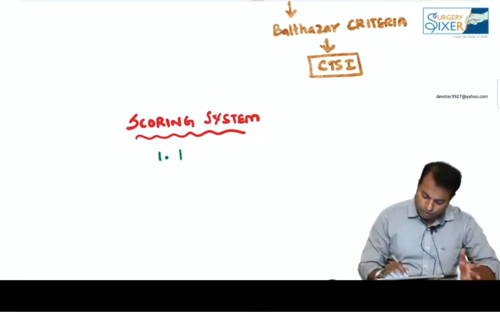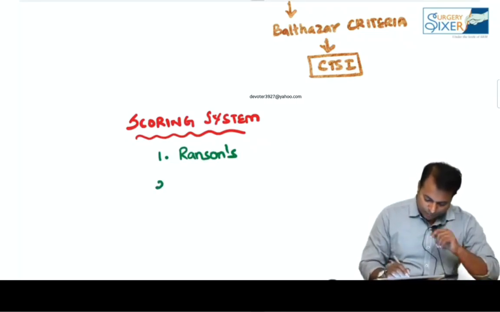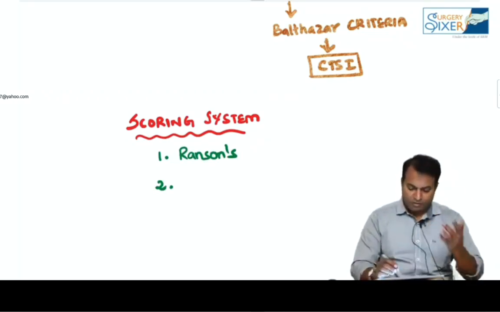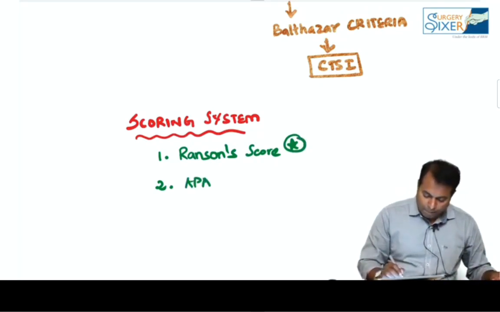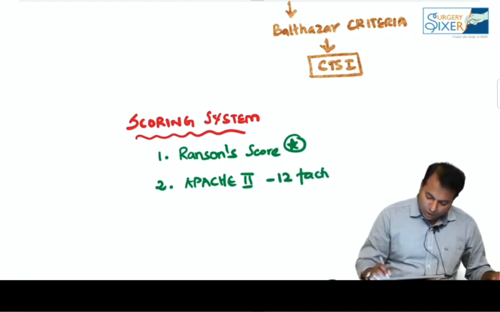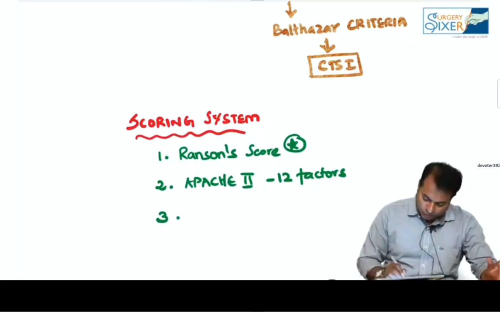You must know the names. You should not forget the names. And the names are Ranson score, which is a very old score from our days of PG preparation. We prepared the Ranson score, and it is still asked in exams because it is there in Bailey and Love. Then the APACHE II score. You'll be reading in medicine about the APACHE II score, which has 12 factors taken into account.